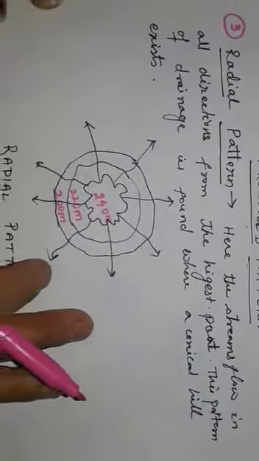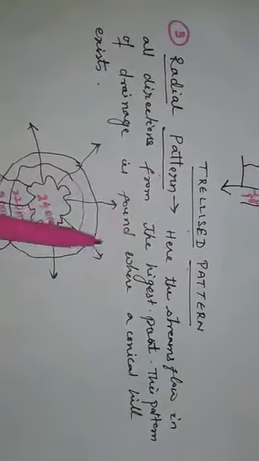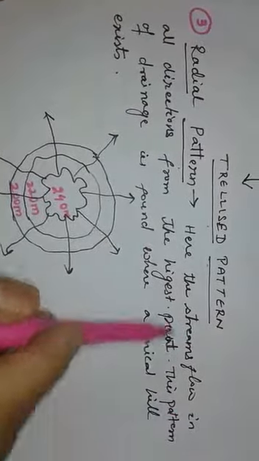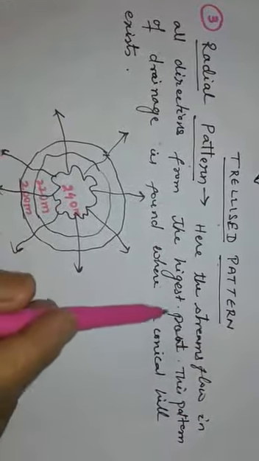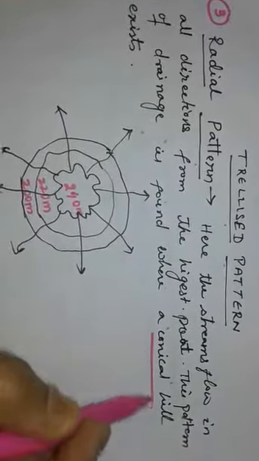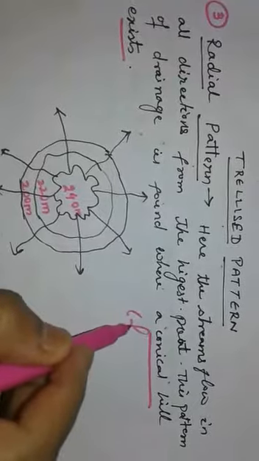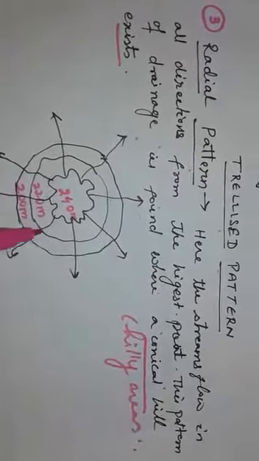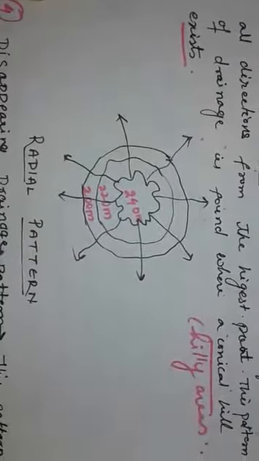Now, we will discuss the radial pattern. Radial means circular. Here, the streams flow in all directions from the highest point. This pattern of drainage is found where conical hills exist. In the hilly areas mainly the radial type of drainage pattern is found.